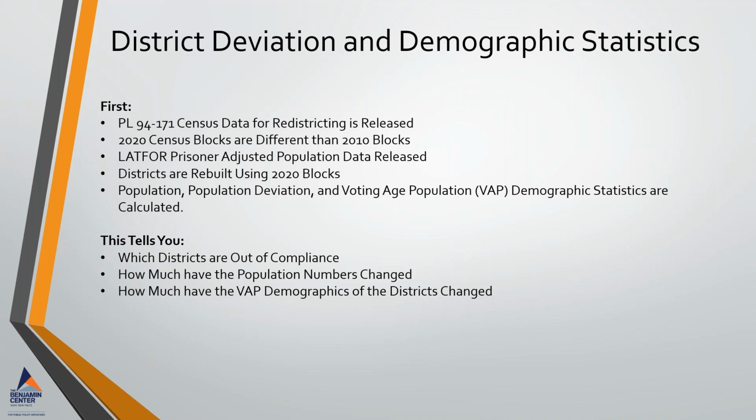So what I would do is plug in the numbers for the PL 94-171 census data, and for the 2020 blocks, redraw the districts based on those blocks. Also, now the LAT for person error adjusted population data has been not only released but is now required, so I would use that data, and I would rebuild the districts using the current shapes of the 2020 blocks, and then calculate the populations of each district, the population deviation, and the voting age population demographic statistics.